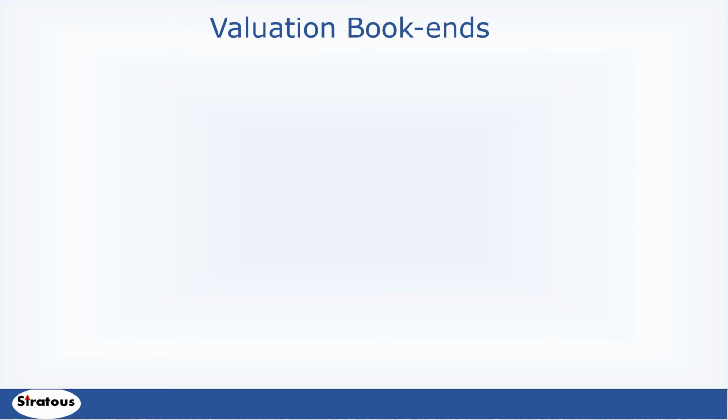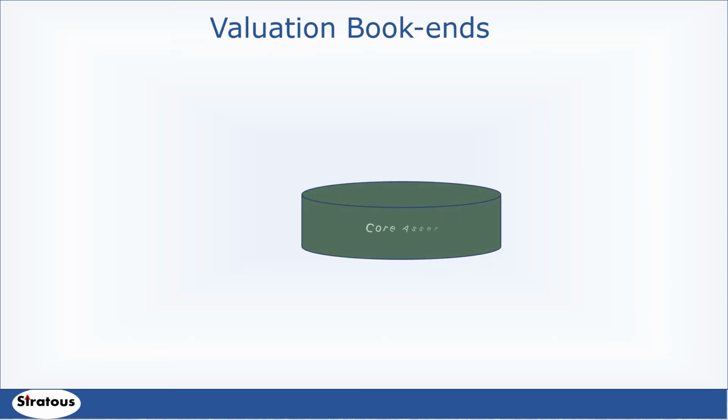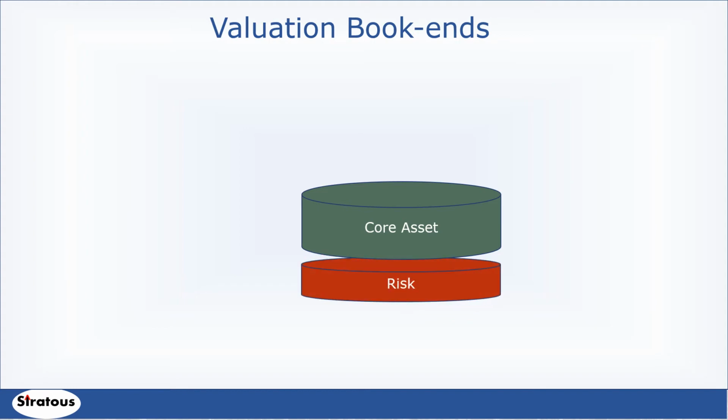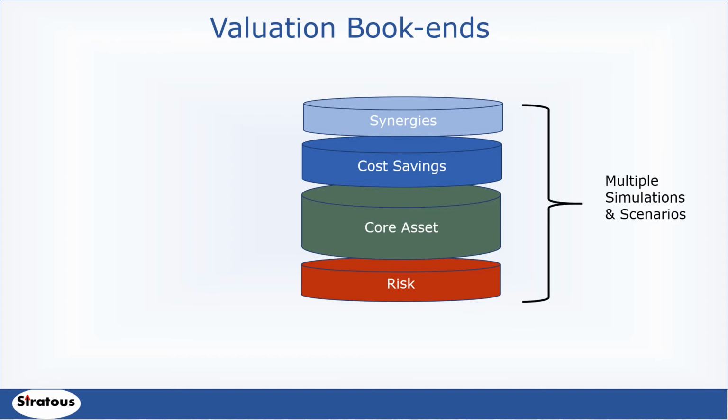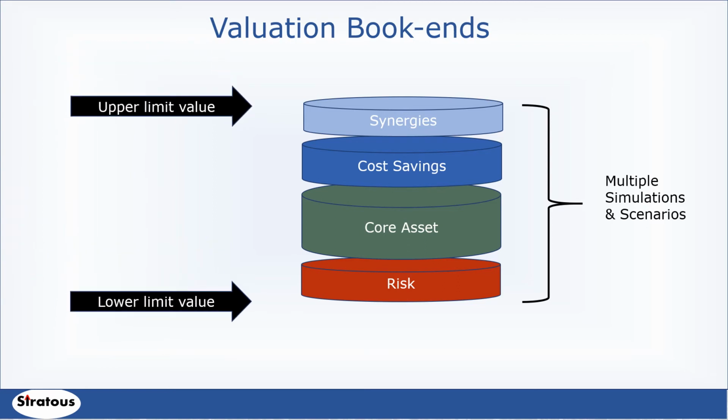Valuation bookends basically starts with what we just went through. It's a core asset valuation when we layer the risks and the upsides for synergy and cost savings. We then run those assumptions and numbers through multiple scenarios and simulations. And at the end of that process, what we come up with is the upper limit value and lower limit value, which is very useful for your negotiation strategy.